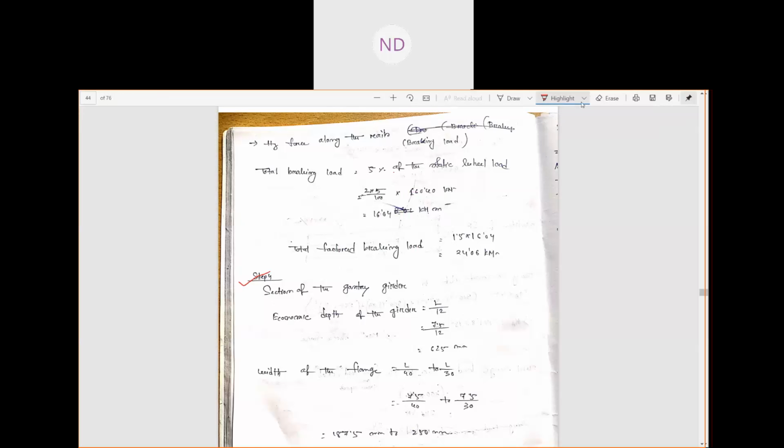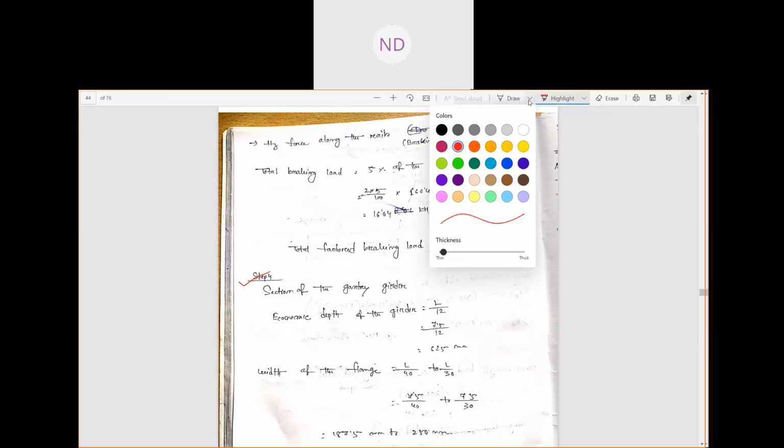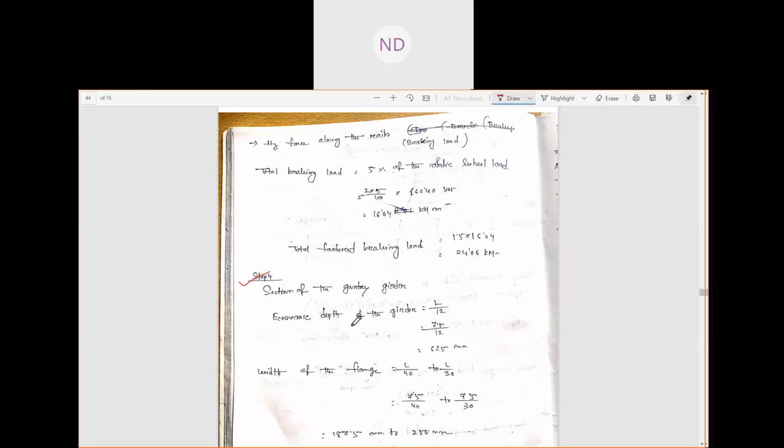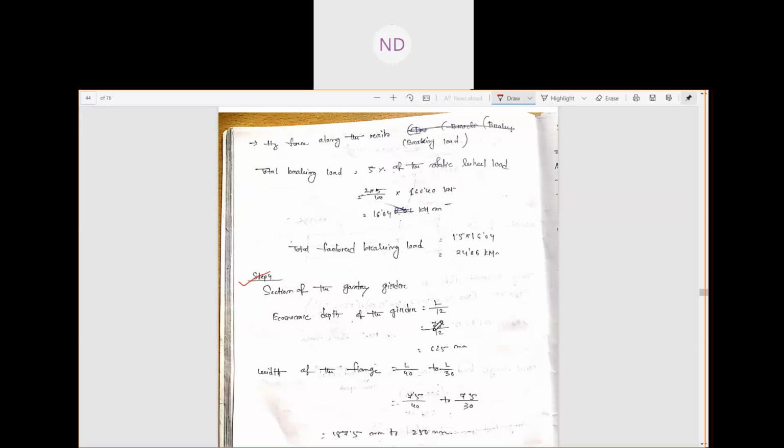So for the selection of the gantry girder, we know the economic depth. We will calculate the economic depth, which is L by 12. And L, for the gantry girder, the span of the gantry girder was mentioned to us as 7.5 m. So we can calculate the economic depth, and we have got it to be 625 mm. So we can consider it to be 600 mm.